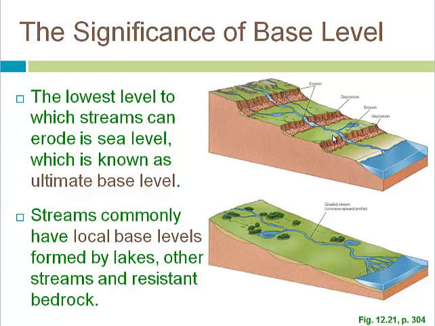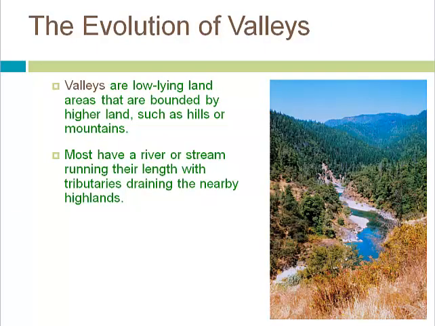looking at how valleys evolve or how they are produced. So, evolution of valleys would start here. They're low-lying land areas that are bounded by higher land, such as hills or mountains. We don't really have large valleys here in Michigan because of our deranged drainage system, but most valleys have a river or stream at the base with tributaries draining from nearby highlands. So in this case you have a bunch of tributaries moving into this stream, and the stream could be a tributary for another larger stream, but they're cutting away, eroding down into this area where the land is uneven.